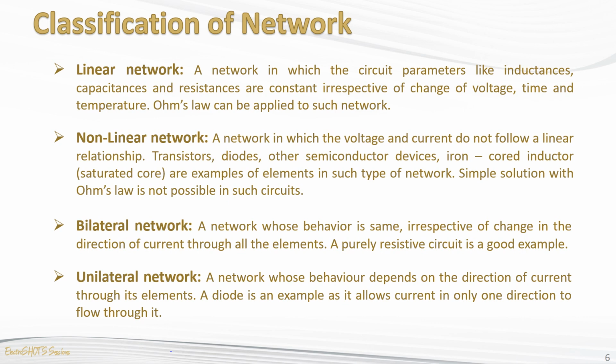A bilateral network is one whose behavior is the same even if the direction of current is reversed through its elements. A purely resistive network is one of the best examples. A unilateral network is one in which, if the direction of current changes through the element, the behavior of the element is different. One classic example is a diode network. A diode is a device which conducts only in one direction of current. If the direction of current through a diode is reversed, it does not conduct. That's a non-conduction period for it. Such networks are known as unilateral networks.